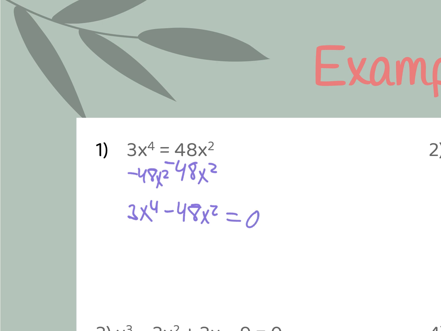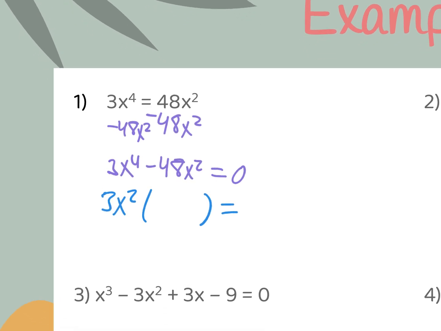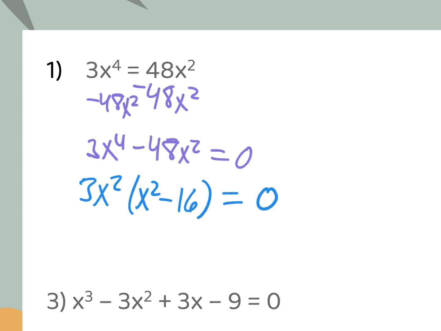Now that we did this, we can factor by taking out a what? A 3x squared, right? We can take out a 3x squared, and we're left with what on the inside? x squared minus 16. Good. x squared minus 16 equals 0. Now you can keep factoring. I'll show you the other way, but we can keep factoring.